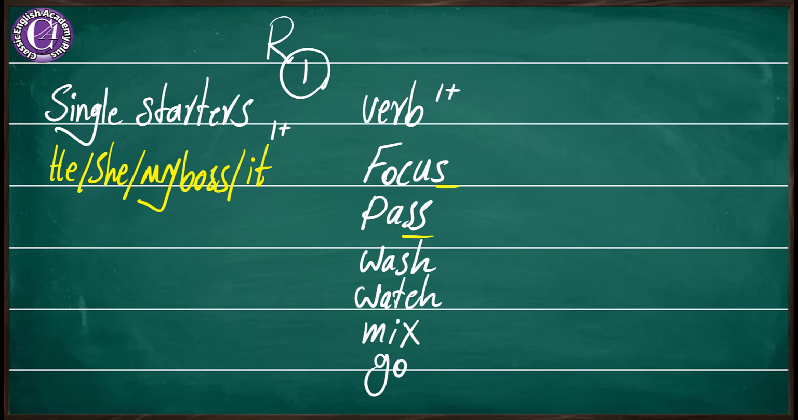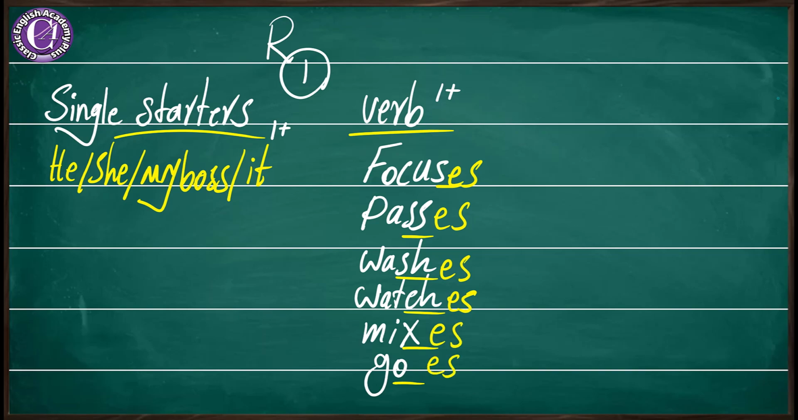Look at it. Here, there are single starters. We choose one of these, and then we conjugate these verbs for these guys. Look here. We have wash, sh at the end, ch at the end, x at the end, and o at the end. We have a very important rule. This rule says that we need to put es at the end of all these cases, like passes, focuses, washes, watches, mixes, goes. Very simple.